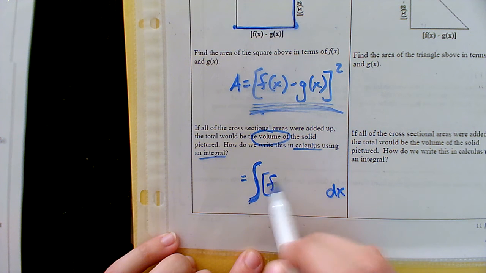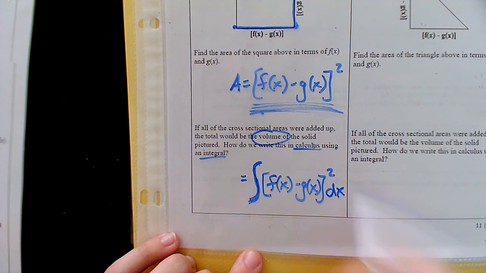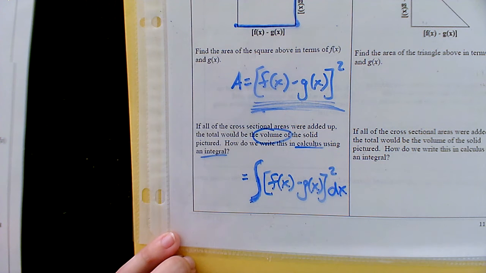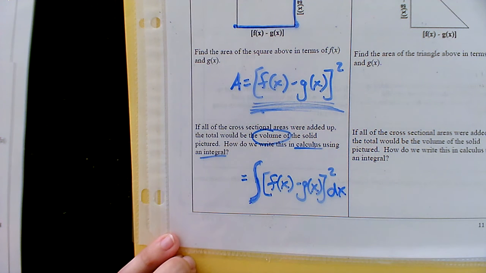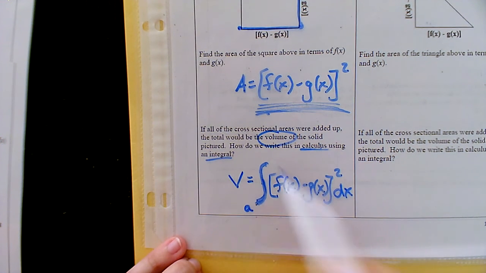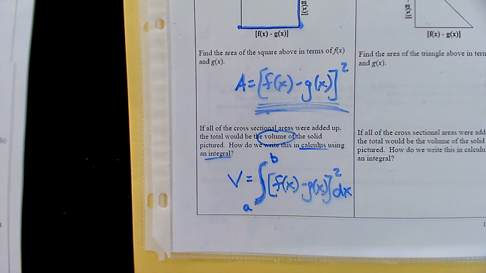So we're going to integrate the area of that square. We're going to add them all up. dx is just representing the width of each square, but that's kind of negligible, right? Because the slices are so thin, just like your paper is really thin. And then the bounds on the integral would just be whatever the beginning point and ending point, or sometimes the intersection points would be. Okay?